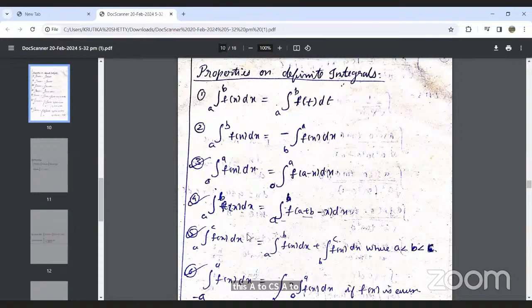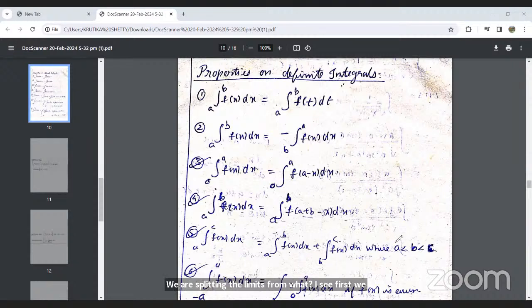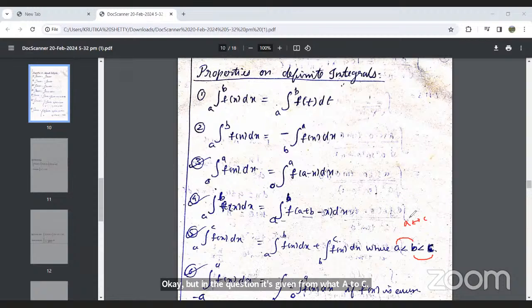Okay, so the integral of f of x dx plus the integral of f of x dx. Here we are splitting it. First we write the integral applying the limits from a to b, and then we apply it from b to c. In the question it's given from a to c. So instead of going directly from a to c, we split it as a to b and b to c. This is property number 5.